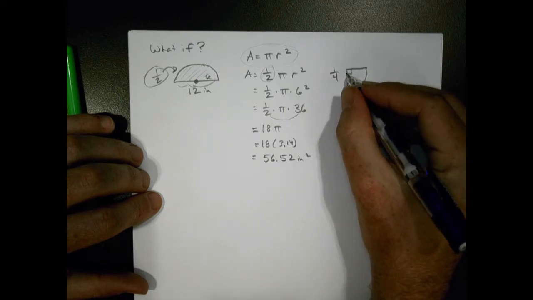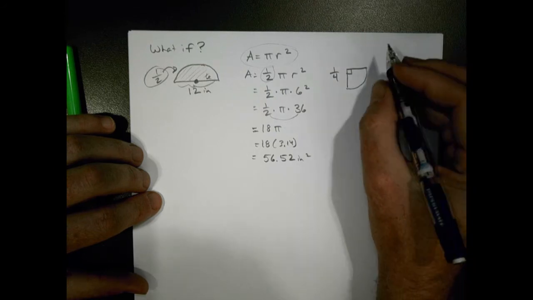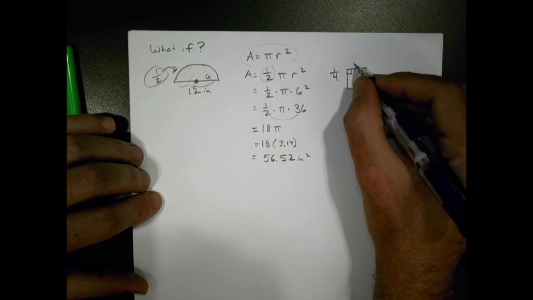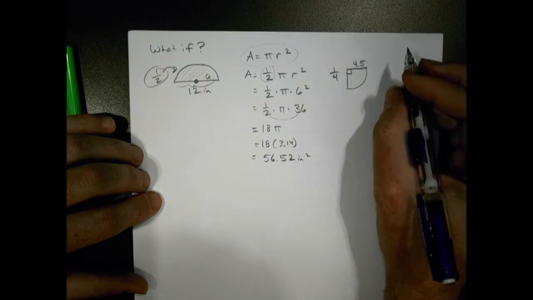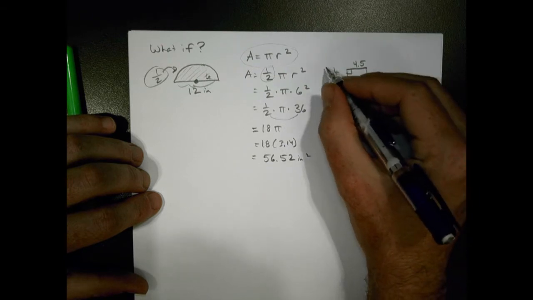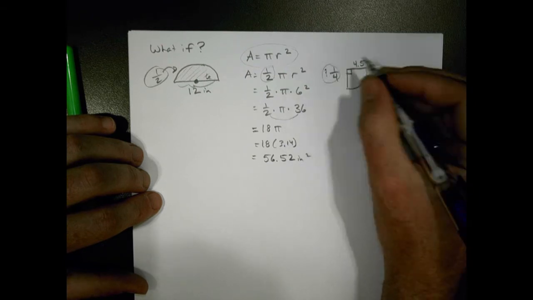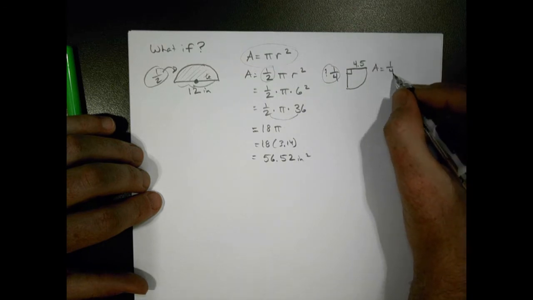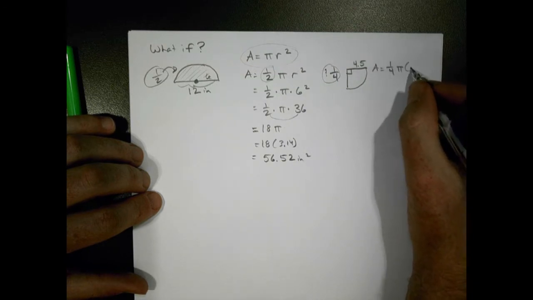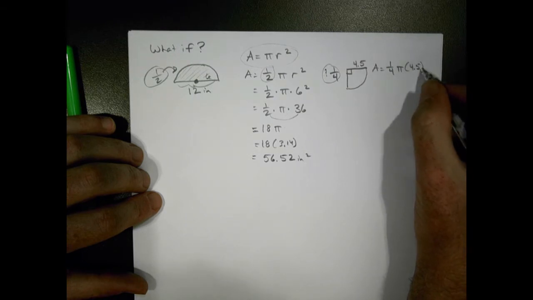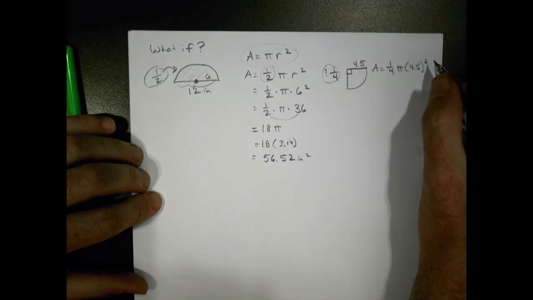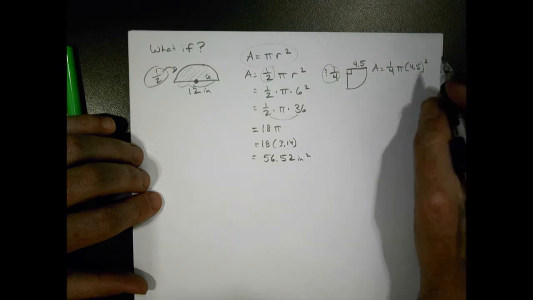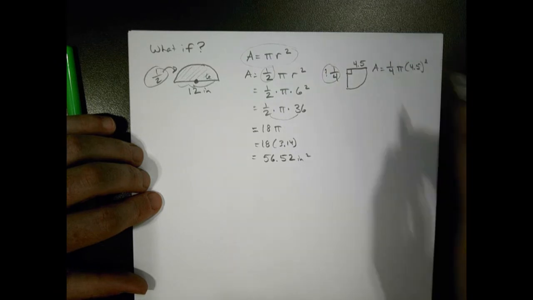If I had 1/4 of a circle, what am I going to do? Well, let's see. If this happens to have a radius of 4.5, this would also be 4.5. So our question is the area of 1/4 of the circle. The area is going to be equal to 1/4 of pi times the radius squared, 4.5 squared, and then we multiply that out. So that's what we are going to be looking at there.